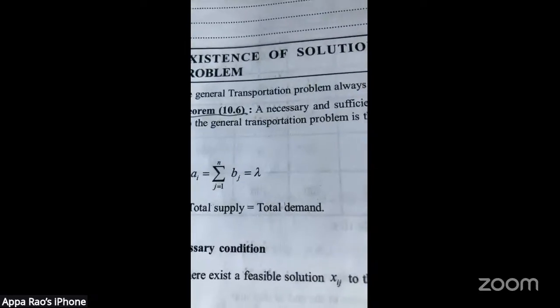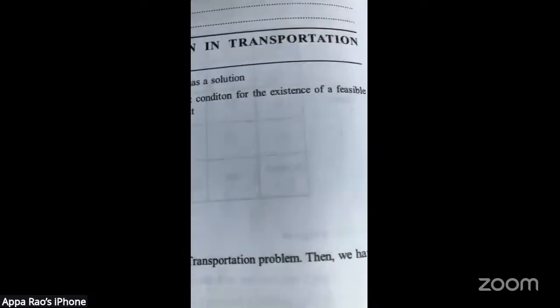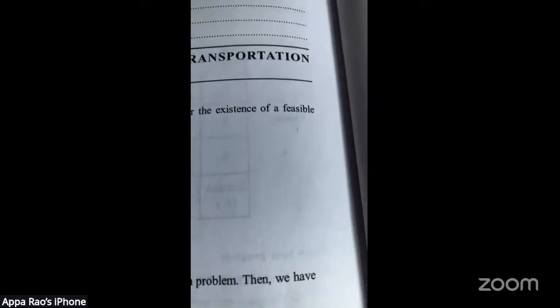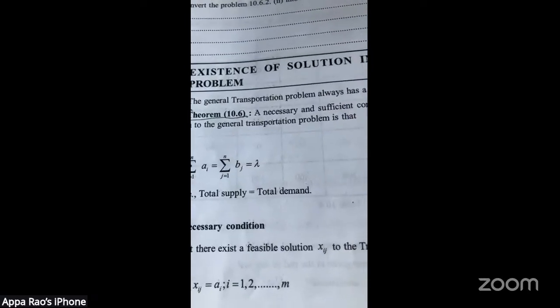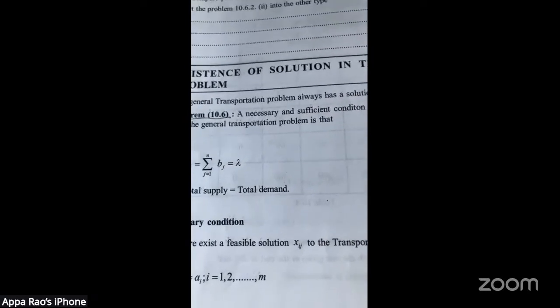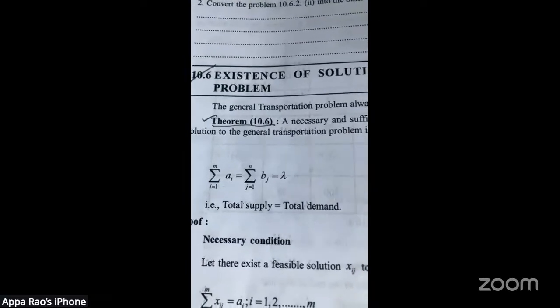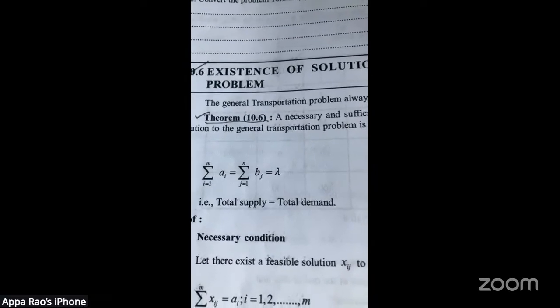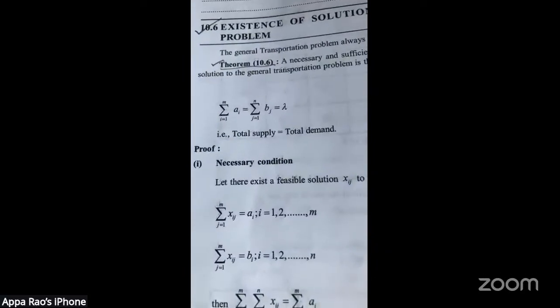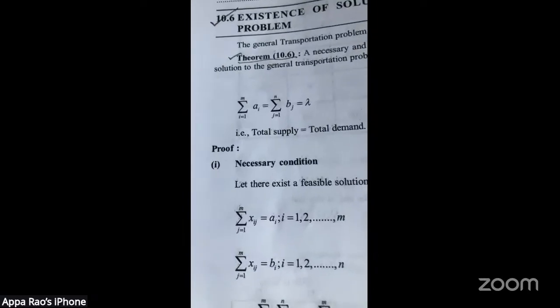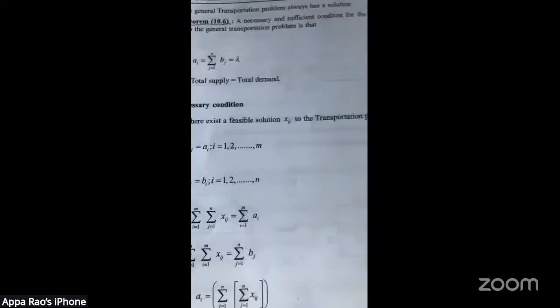Theorem: A necessary and sufficient condition for the existence of a feasible solution to the general transportation problem is that the sum over i equal to 1 to m of a_i equals the sum over j equal to 1 to n of b_j equals lambda. So total supply equals total demand. What is the necessary condition?